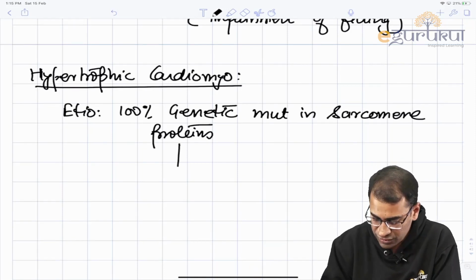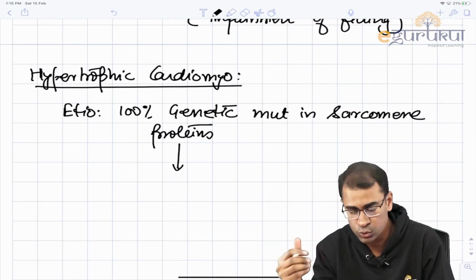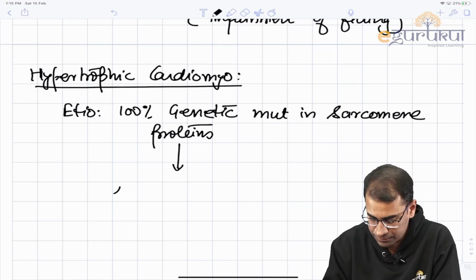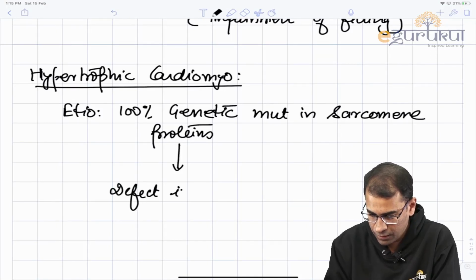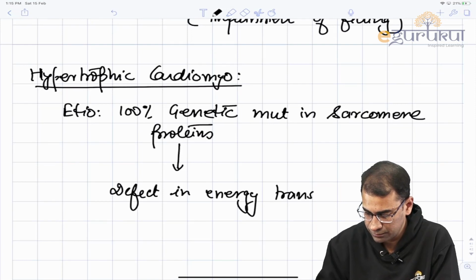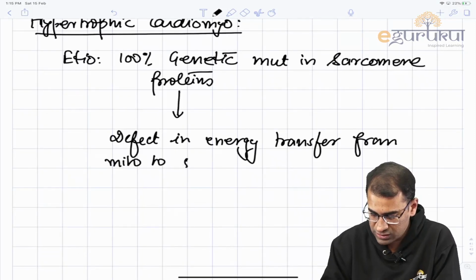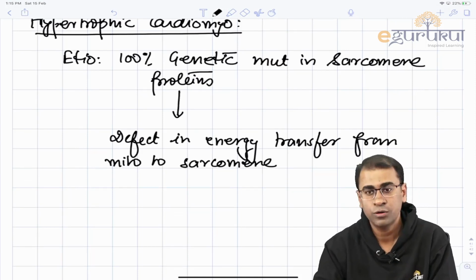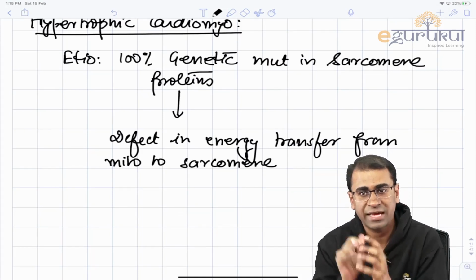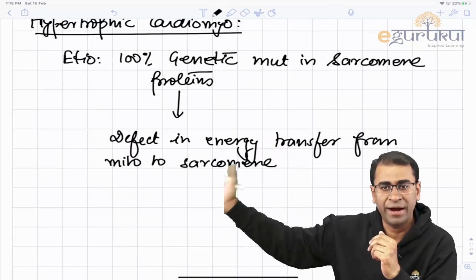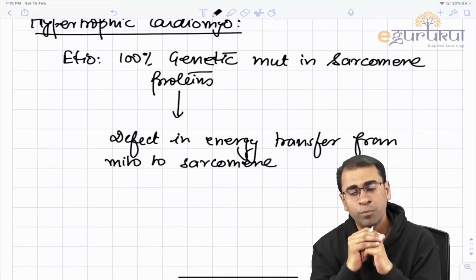I'll just write it. First, write that because of this issue, there is a defect in energy transfer from mitochondria to sarcomere. Okay, the basic problem is energy transfer from the mitochondria to the sarcomere.